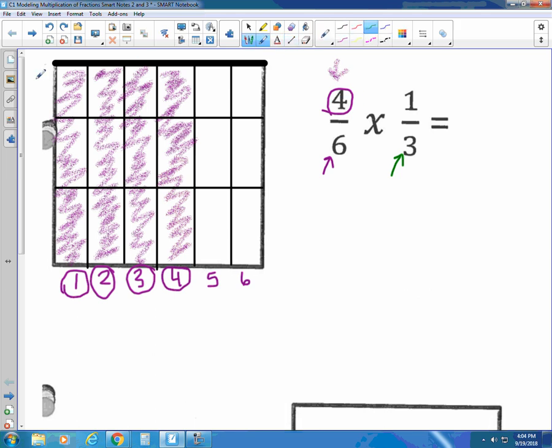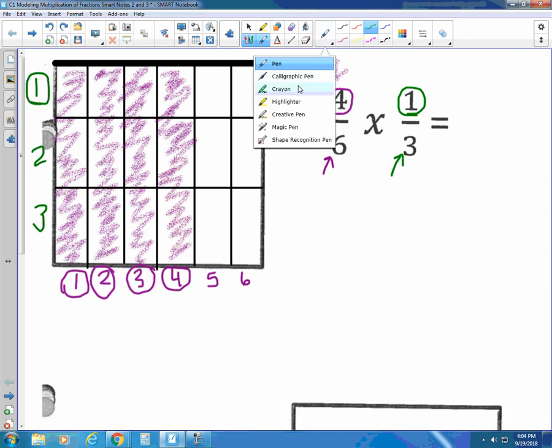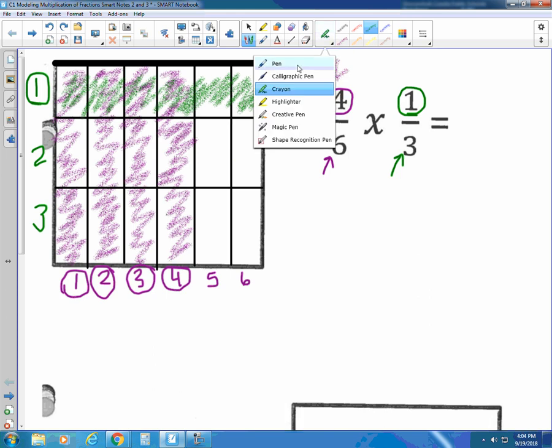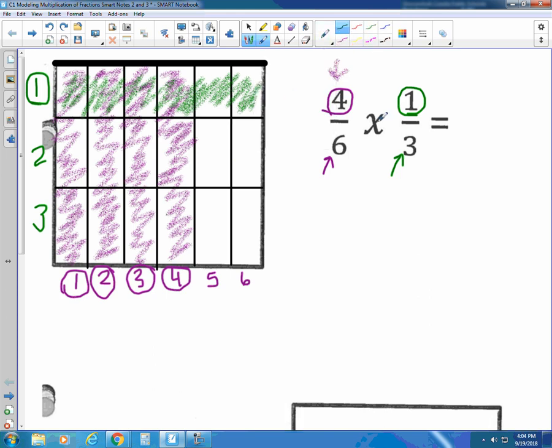And then I'm going to label them. I have 1, 2, 3 rows. And my numerator tells me that I need to color in or shade one of these. So with my green crayon, I'm going to shade in one whole row. So now I have shaded in my rows and I've shaded in my columns. I'm done shading and now I'm ready to evaluate what I've done.